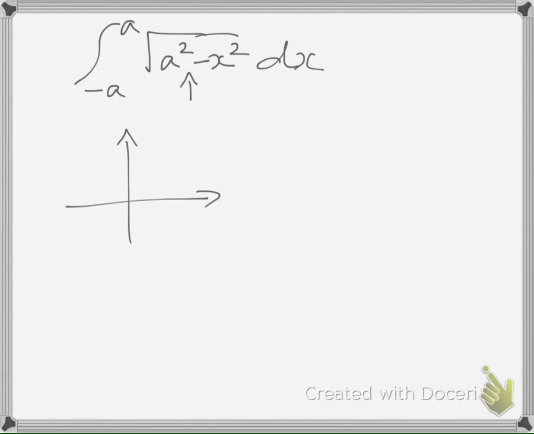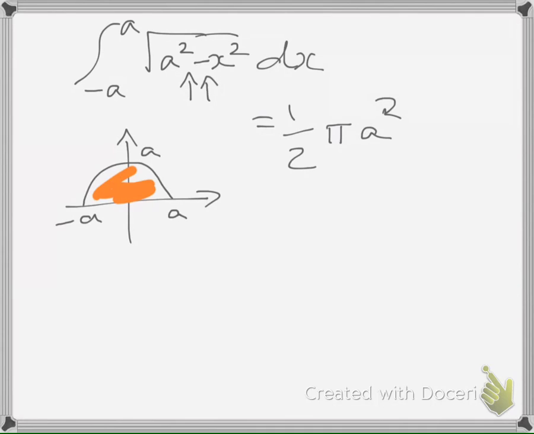What is that? Correct. I hope you said a semicircle. And it's the area under the semicircle, which is the area of a semicircle, so it's half pi r squared, where r is a, squared. Okay, that's a standard integral that I'd like you to keep in the back of your mind, because again, it can be very useful at times.